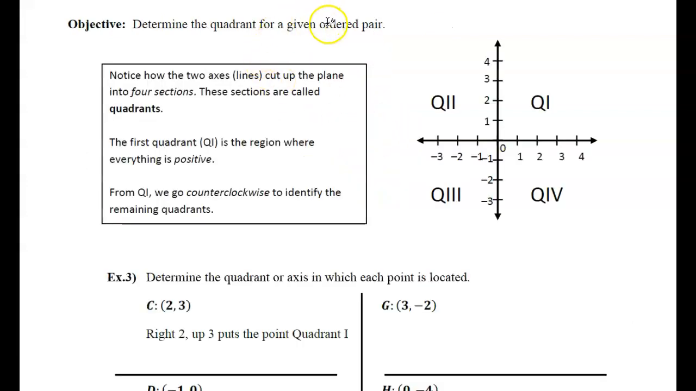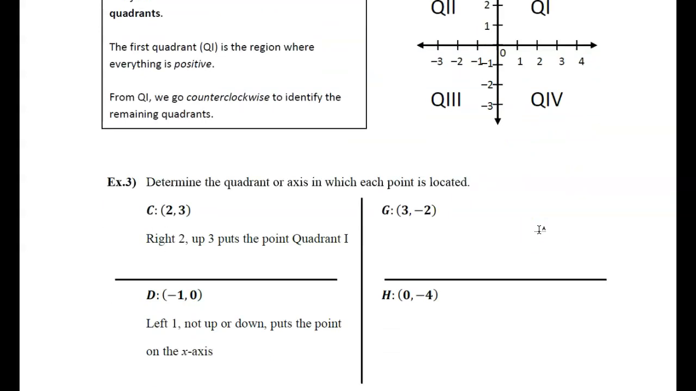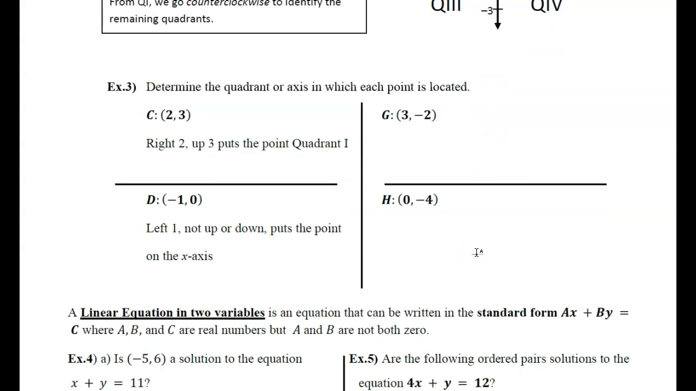For this section, we need to determine the quadrant for a given ordered pair, which is the same as a point. Notice how these axes are cut up into 4 sections. So we've got our 4 quadrants like we talked about that go counterclockwise. If you see the point 2, 3, it goes right 2, up 3, so that's in quadrant 1. 3, -2, so right 3, down 2, we're going to be in quadrant 4. D, you can see from the solution it's on the x-axis, and then 0, -4 is going to be 0 for x, so it'll be on the y-axis. Okay.